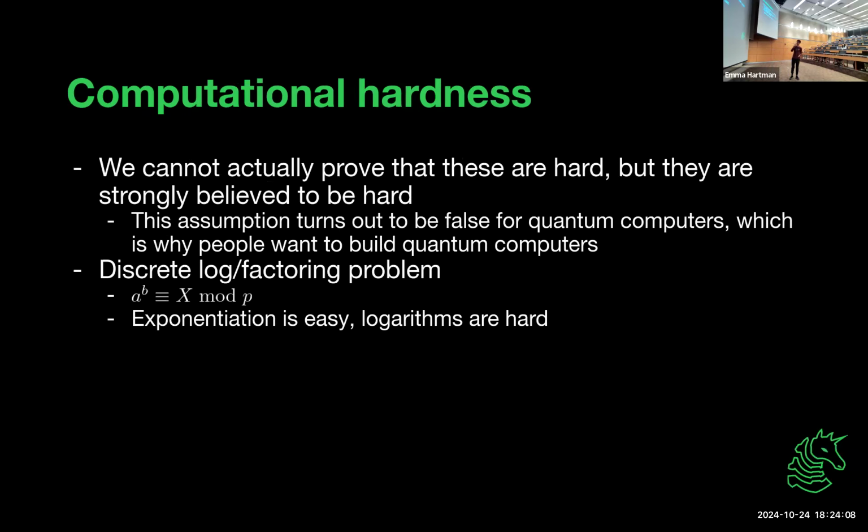Okay, so I promised we would talk about computational hardness. So this is the computational hardness slide. Again, a lot of these problems we'll talk about, including Diffie-Hellman, Elgamal encryption, and RSA are predicated on the discrete log problem, or similarly the prime factorization problem. Not factorization of a prime, but you have two very large prime numbers, and you want to figure out, given this composite number, what those two primes are.